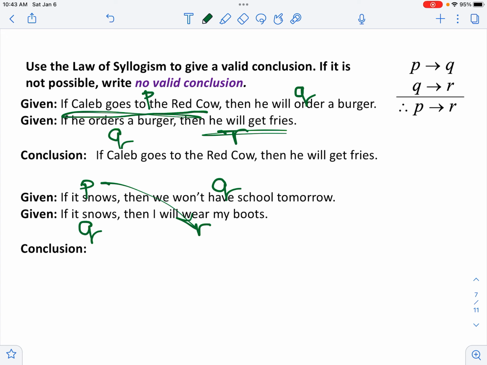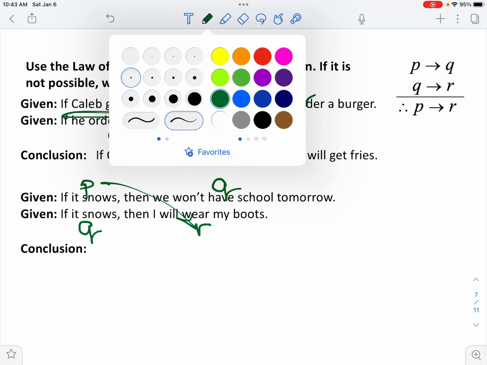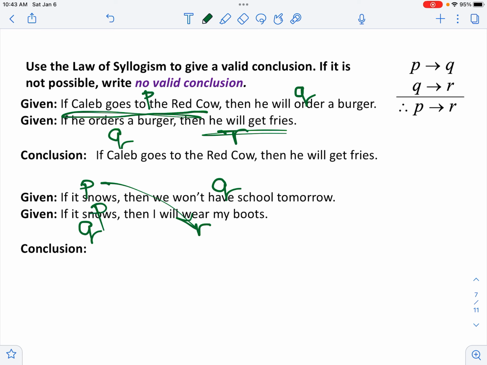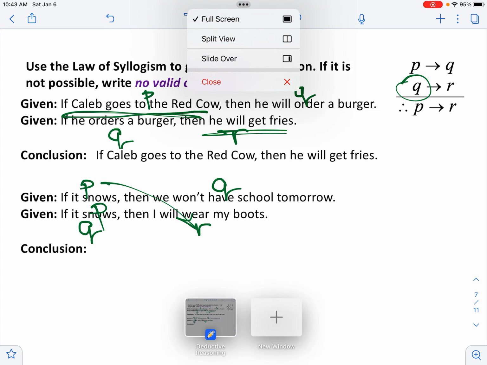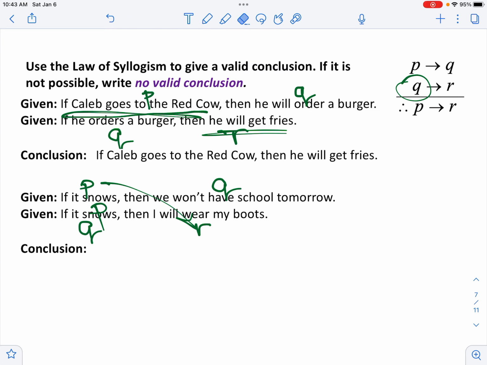Except there's a problem. This is not Q, is it? That's what it's supposed to be, right? But this is actually P. That's P. So that doesn't match this right here. It's supposed to be Q. So they kind of tricked us a little bit there. You got to be careful with that. So this one we could say no valid conclusion. Because, again, this right here is our P, and it's supposed to be Q. So this and this should match. So that doesn't work.